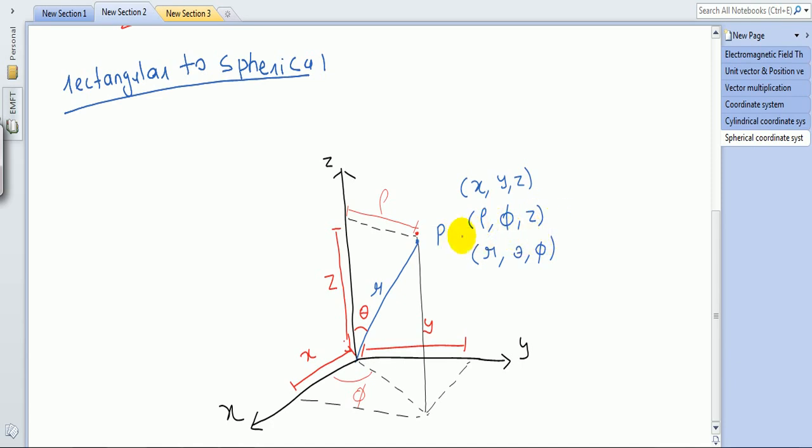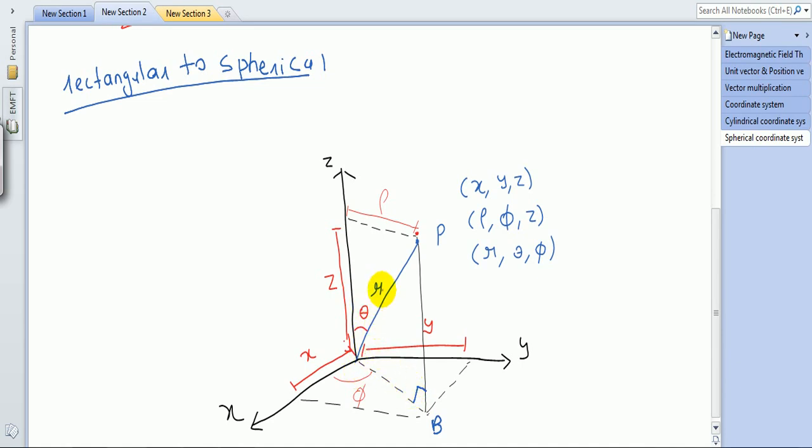So the value of r is from the origin to P. If I want to relate r with x, y, z, I have to see this triangle. If I take this point as B and take the origin as O, then triangle OPB is a right angle triangle. The right angle is this, and r is the hypotenuse. So we can apply Pythagoras theorem in this.